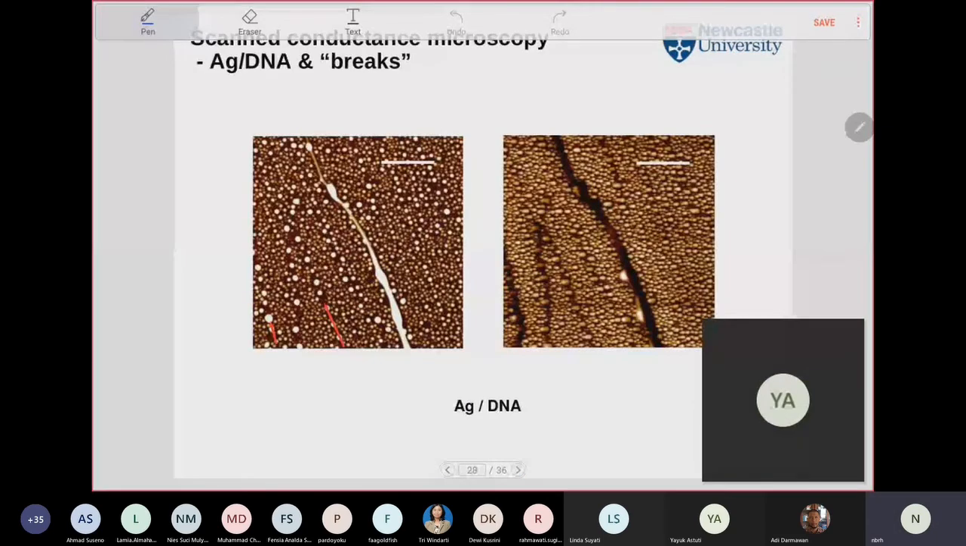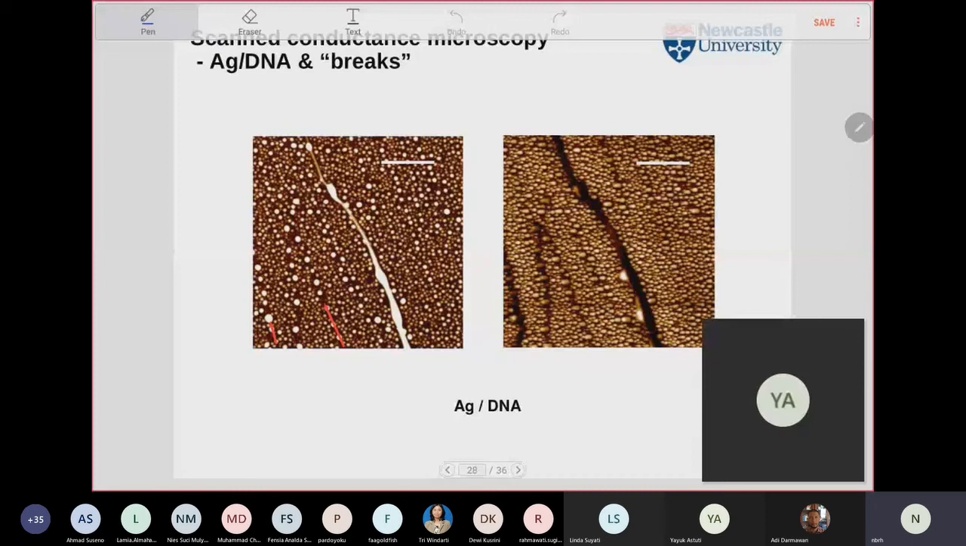And last slide. This is another illustration of some of the power of this technique. This is an example of a very badly prepared silver DNA sample. So this was a sample that was prepared under conditions where you get a lot of material that is off the template, probably had too much silver here, but it shows an interesting thing.